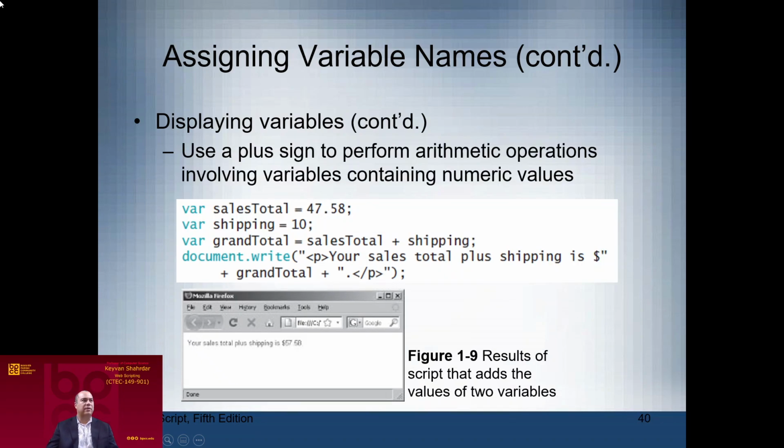So here, this is what we want to do real quick. So salesTotal and shipping, and you see how Total is capitalized. That's what's called camel case. That's how you want to type your variables. So salesTotal and shipping, and then grandTotal.